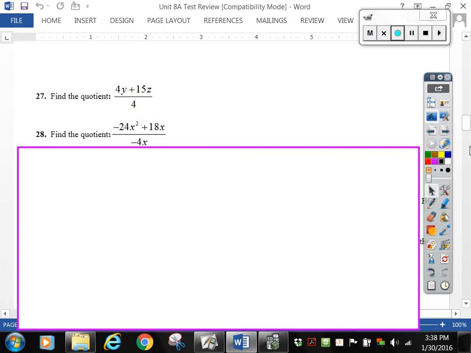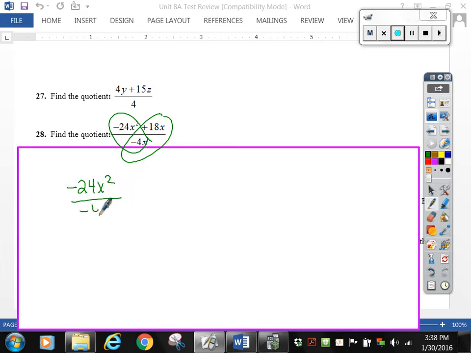Okay, now let's try a harder one. We'll add some negatives and variables. So once again, I'm going to separate it into 2, and I get minus 24x squared over minus 4x. Here I get plus 18x over negative 4x. So negative 24 over negative 4 is positive 6. X squared over x to the 1 is x. Here, a positive over a negative is a negative, so I'm going to change this to a subtraction sign. 2 goes into 18 9 times. It goes into 4 twice. So I get minus 9 halves, and my x's cancel out.